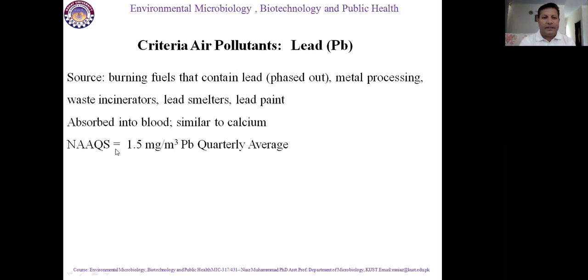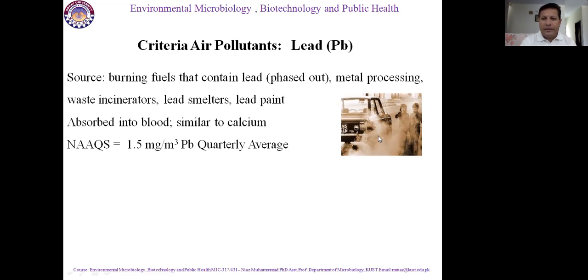National Ambient Air Quality Standards say that 1.5 micrograms per cubic meter of lead as a quarterly average is acceptable. For 3 months, a lead concentration of 1.5 per cubic meter is acceptable. If the concentration exceeds this, it becomes a dangerous zone. If the concentration is less than this, that is more suitable and better. You can see this car, which is releasing smoke from its engine by burning fuel. It contains lead particles, and these are inhaled by individuals who are breathing in such an environment.